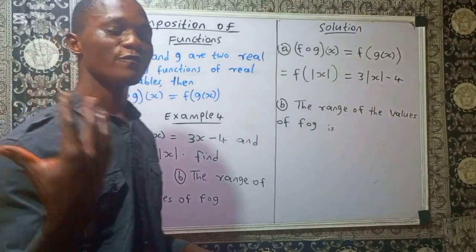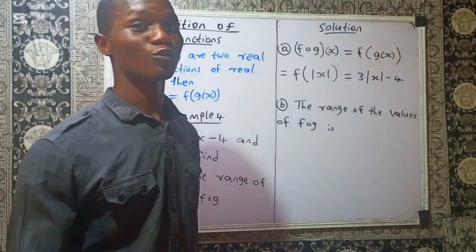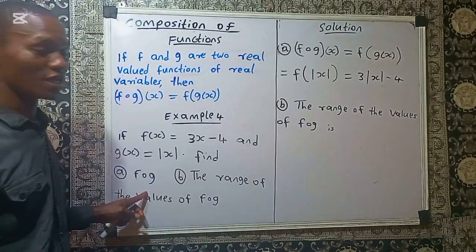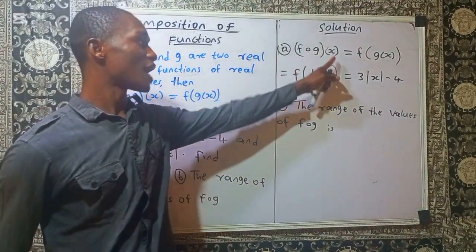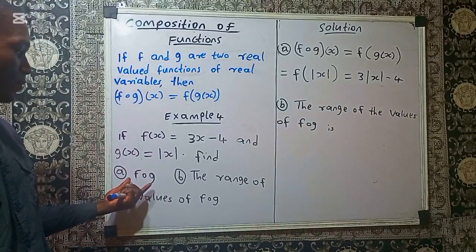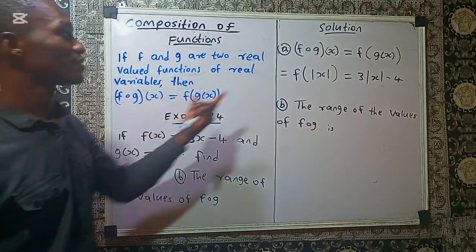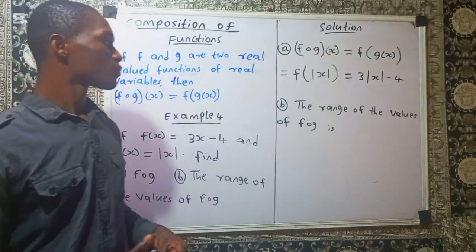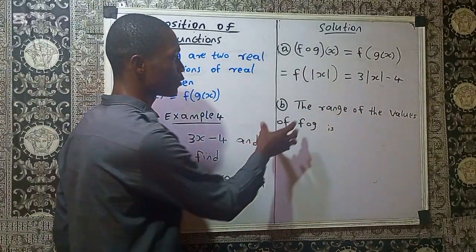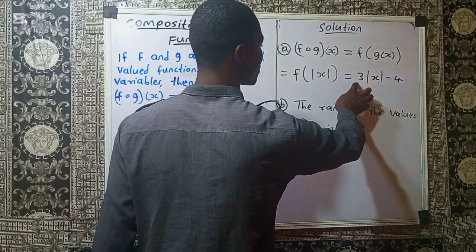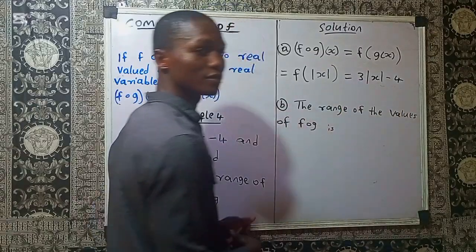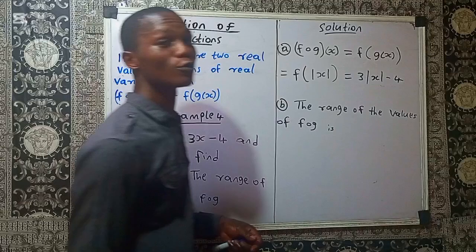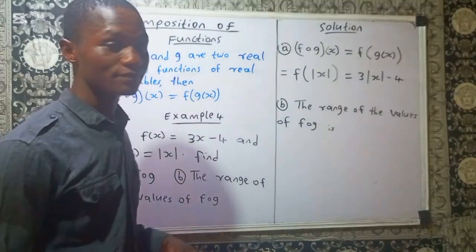You should know that before you find the range of values of f composition g, you must find f composition g. That's this first one, f composition g of x. I told you that writing it in this form, f composition g, is the same as finding f composition g at any real variable x. So we want to get the range of this. Our f composition g of x is this quantity. So we need to get the range of values of it.